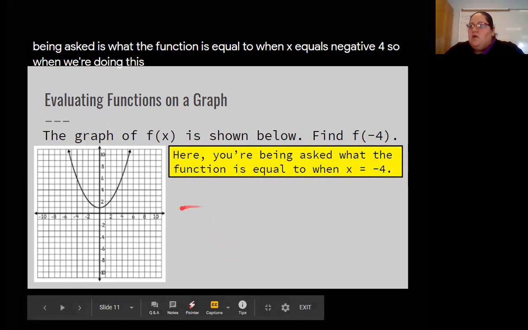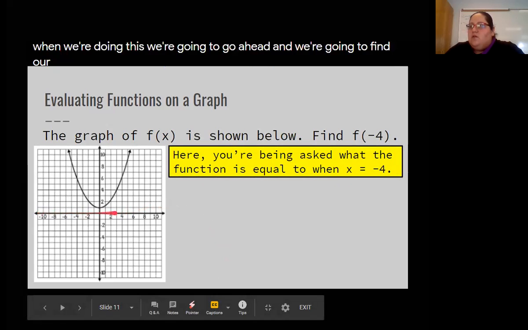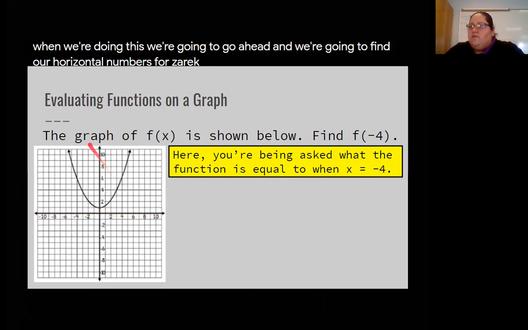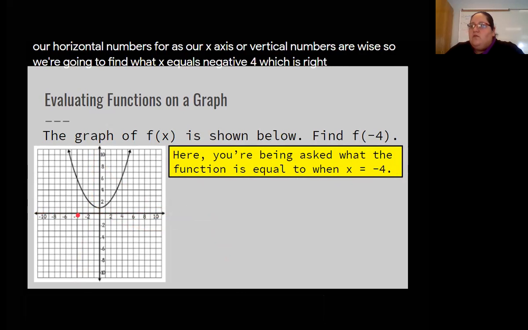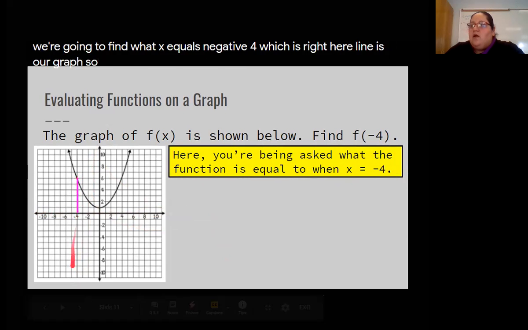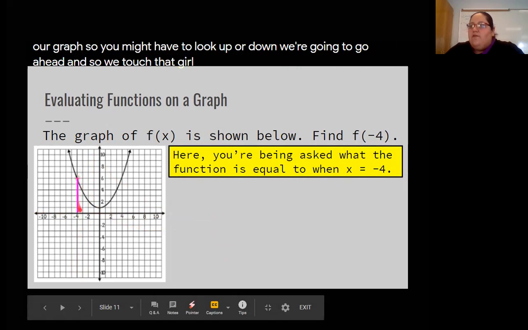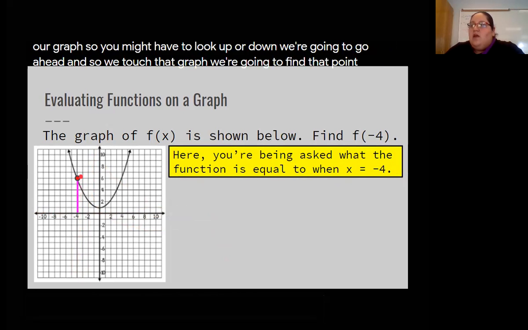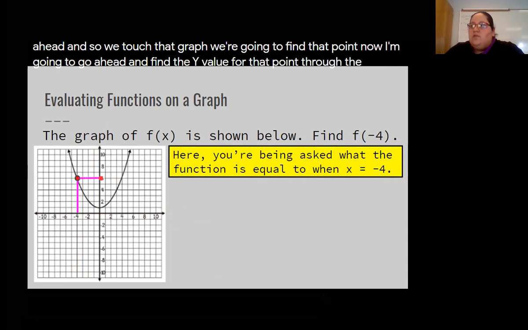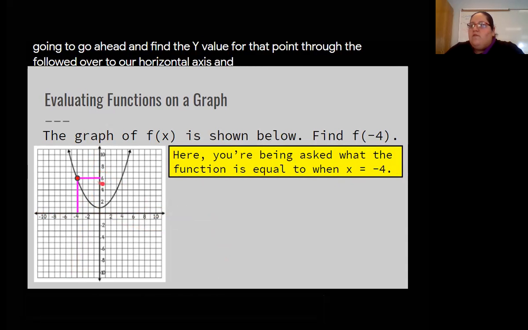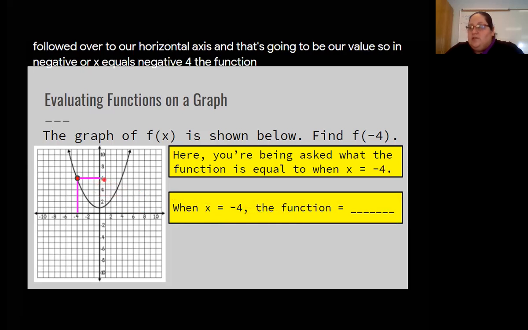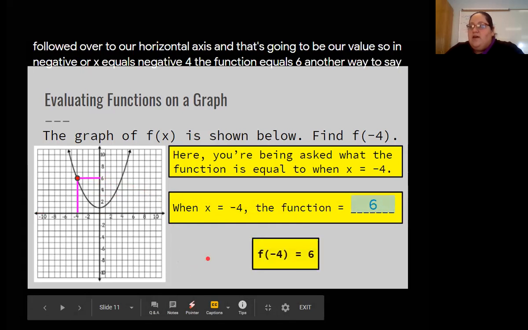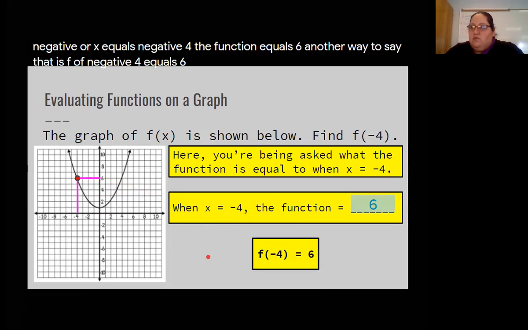So when we're doing this, we're going to find our horizontal numbers versus our x-axis. Our vertical numbers are our y's. So we're going to find when x equals -4, which is right here. We're going to follow it to where our line is, our graph. So you might have to look up or down. But we're going to go ahead until we touch that graph, and we're going to find that point. Now we're going to find the y value for that point. So we're going to follow it over to our horizontal axis, and that's going to be our value. So when x equals -4, the function equals 6. Another way to say that is f of -4 equals 6.